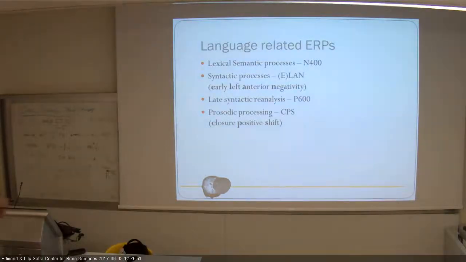The other component I'm going to talk about is the N400, which is a component first described regarding linguistic information. So any of you who are interested in language, and especially in the lexical and semantic part of language, this is a dissection tool for you.